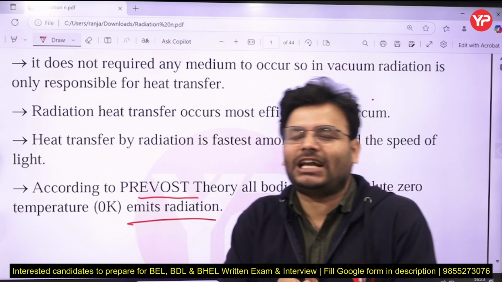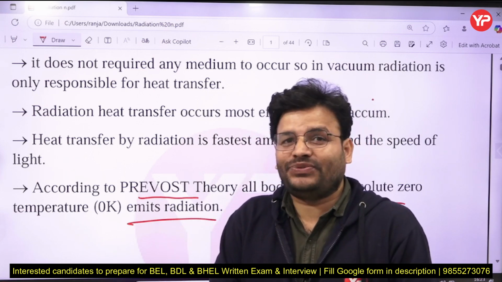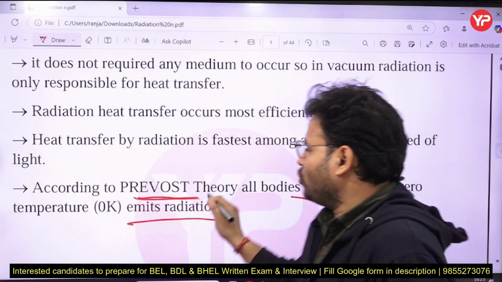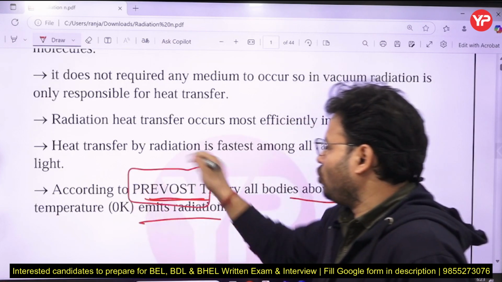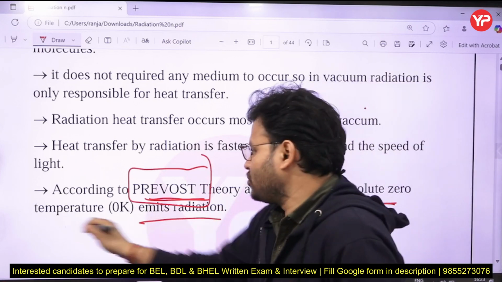So 0 Kelvin is not possible at all. So obviously a body that exists must have some temperature. If they have temperature, they will always emit. That is what was told by Prevost. That law is known as what? Prevost law. Try to keep in mind. According to Prevost law, all bodies above absolute 0 temperature emit radiation.